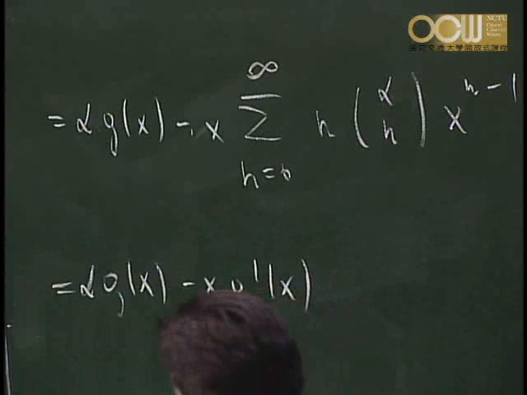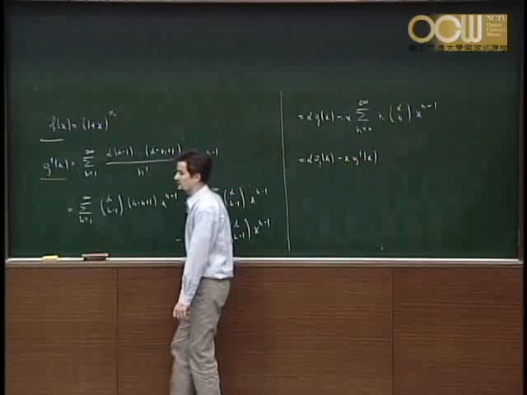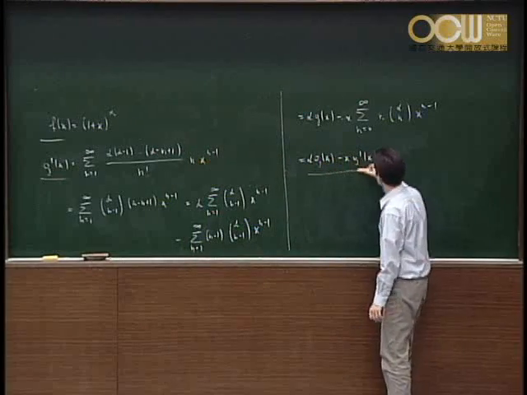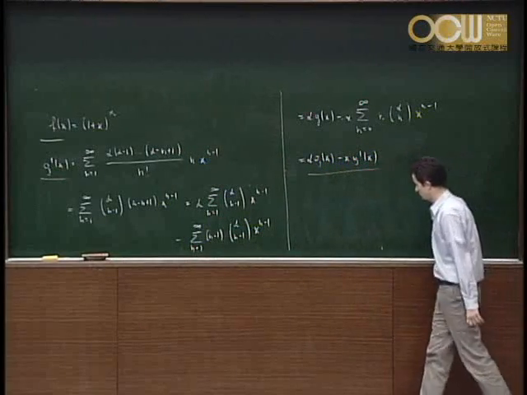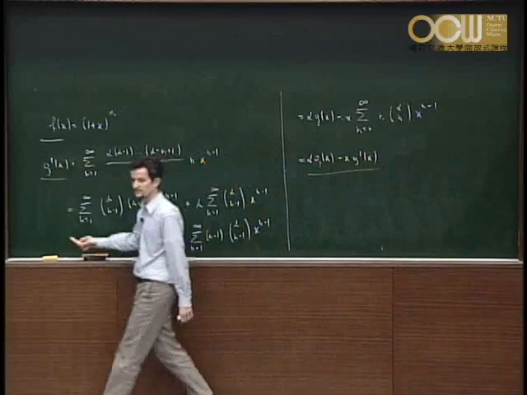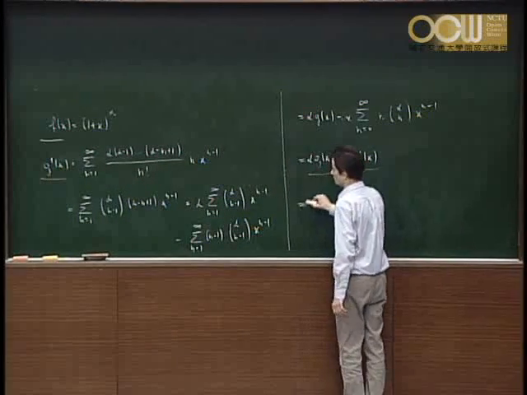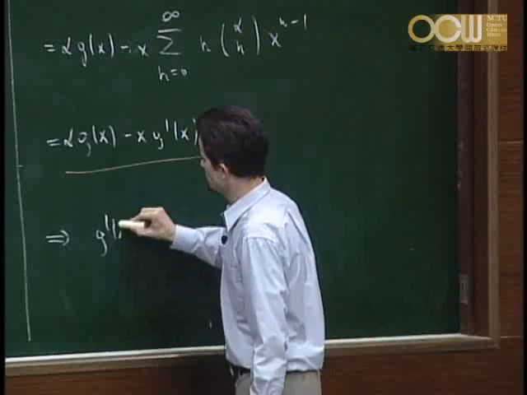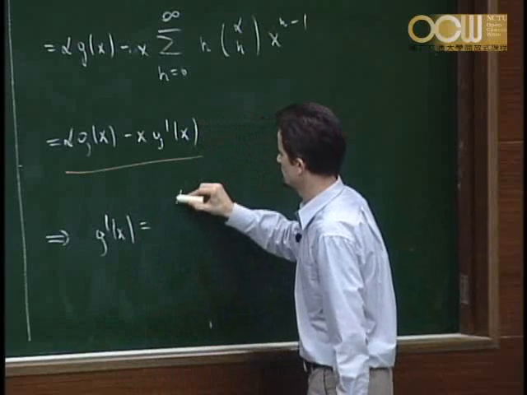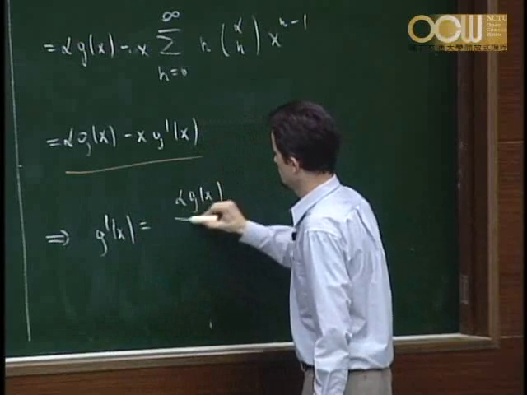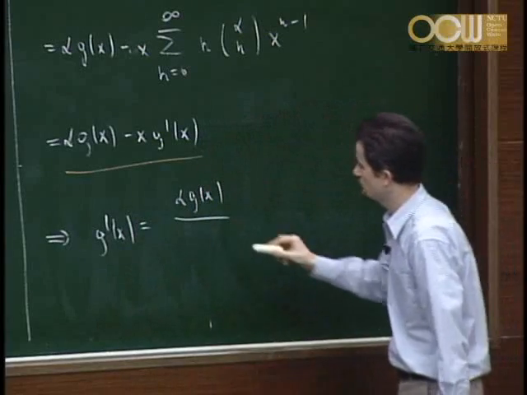Okay. So you see, we have this identity here. The derivative of g of x is equal to alpha times g of x minus x times the derivative of g of x. Okay, so this will give you that the derivative of g of x is equal to alpha times g of x over 1 plus x.